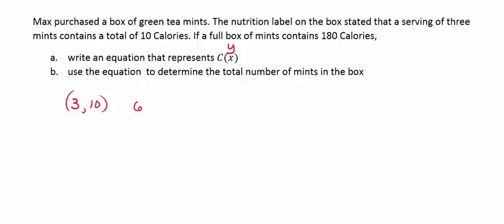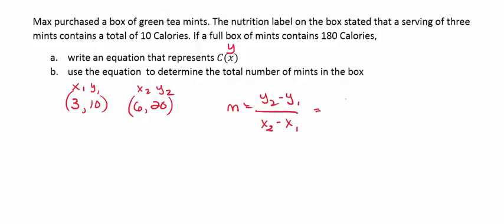If you think about this, you have 6 mints for 20 calories. We could find m using the x1, y1, x2, y2 formula. So if you recall, y sub 2 minus y sub 1 over x sub 2 minus x sub 1. It's a bunch of substitution right now. 20 minus 10 over 6 minus 3. So you would get 10 thirds. So here's our first piece of info: m is 10 thirds.